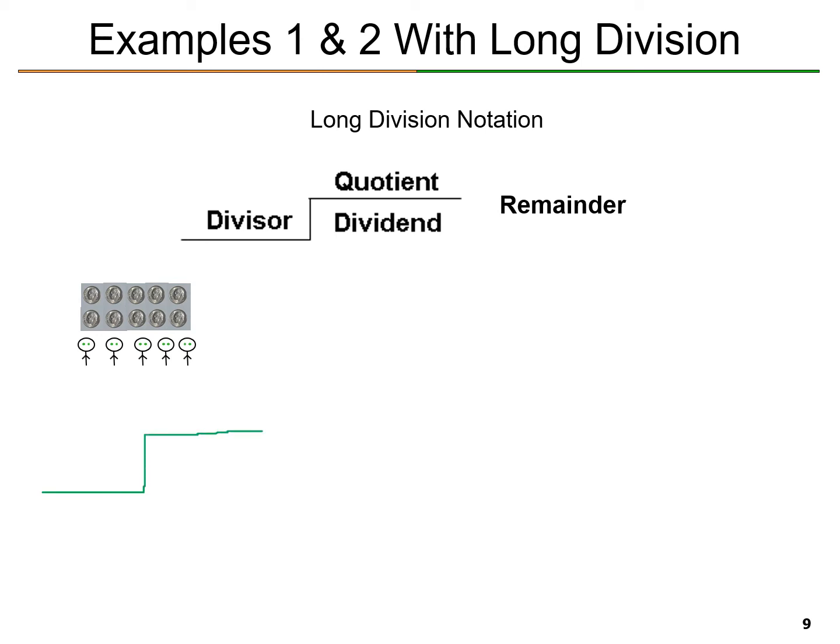We're going to draw our symbol here, and the divisor in this case we identified as the number of students, 1, 2, 3, 4, 5. The divisor was 5. The dividend was the total number of items, so the dividend is 10. Now at this point we have to ask ourselves, will 5 go into 1? No, 5 will not go into 1 because 1 is less than 5. Will 5 go into 10? Meaning that, is there a number that I can multiply 5 by to get 10? Of course there is, 2. 5 times 2 is 10.